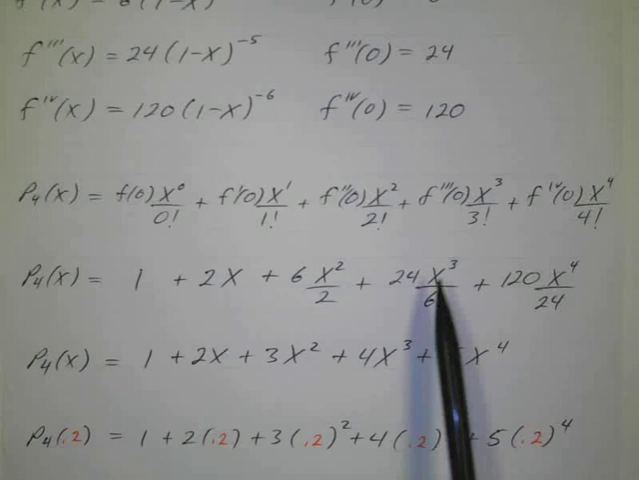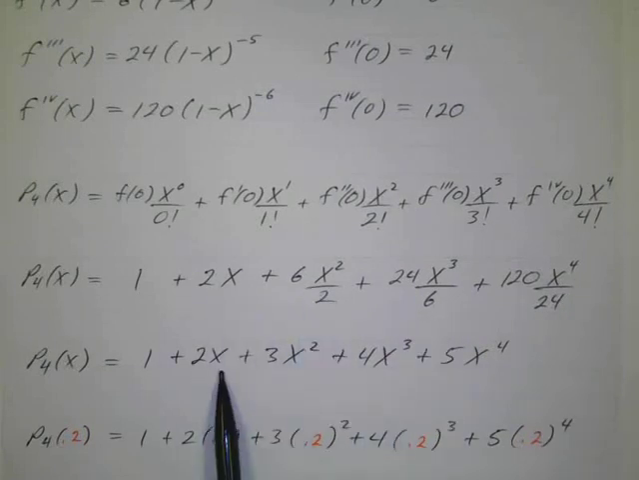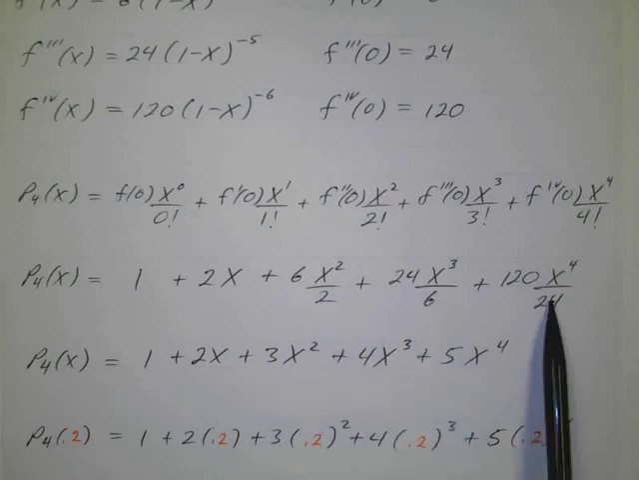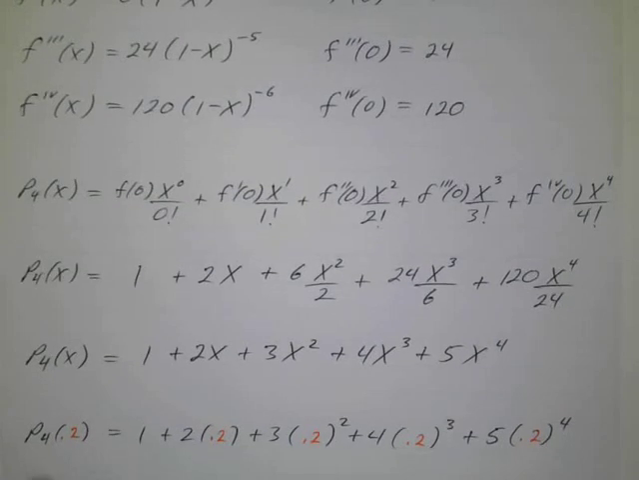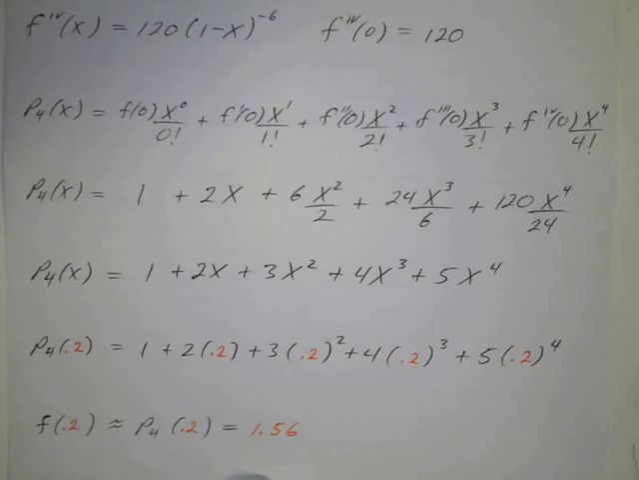And then I simplified, because this was 2 factorial, 6 is 3 factorial, and 24 is 4 factorial. 2 goes into 6 3 times, 6 goes into 24 4 times, and 24 goes into 120 5 times. So there is my function, and then I just wanted to evaluate that at 0.2 to get my approximation.